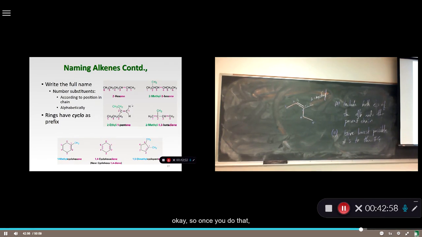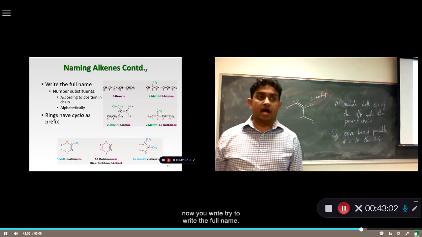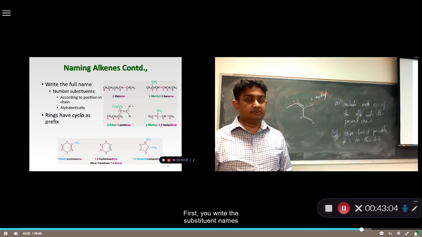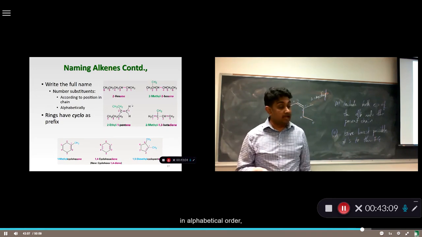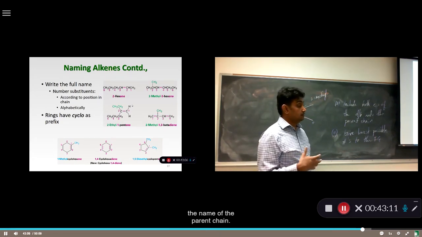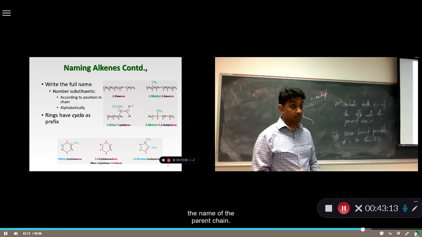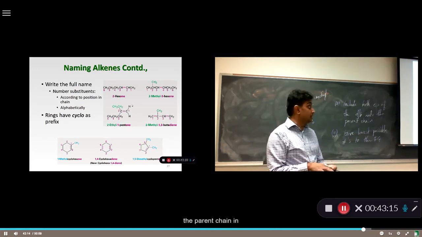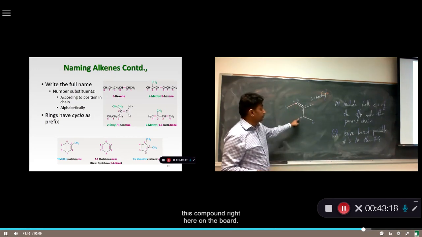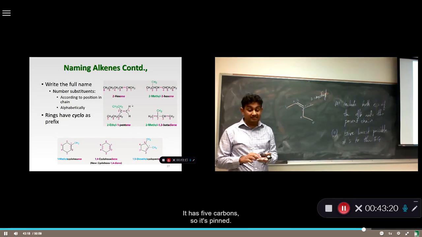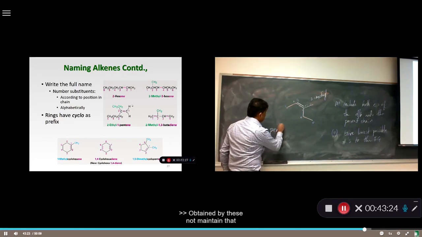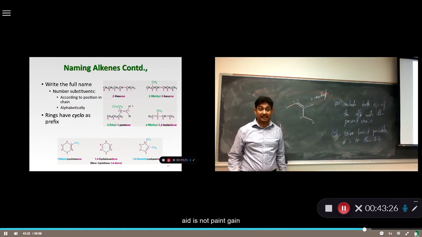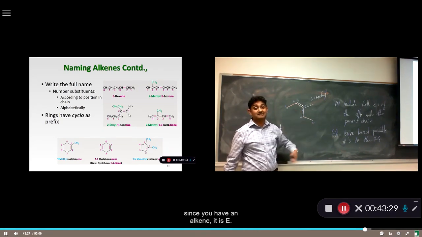Okay. So once you do that, now you try to write the full name. How do you write the full name? First you write the substituent names in alphabetical order, and then you write the name of the parent chain. So when you are writing the name of the parent chain, in this compound right here on the board, it has 5 carbons, so it's pent. But it is not pentane. Since you have an alkene, it is ene.